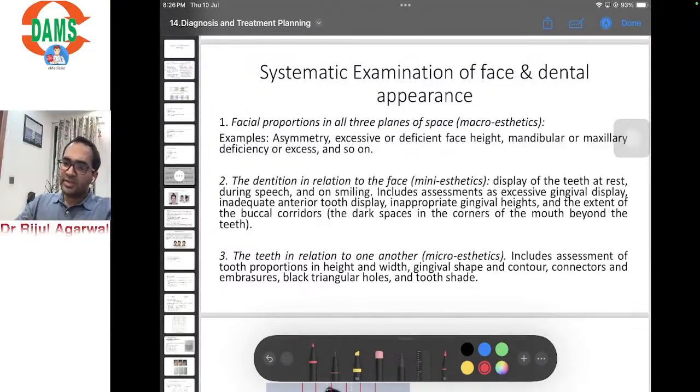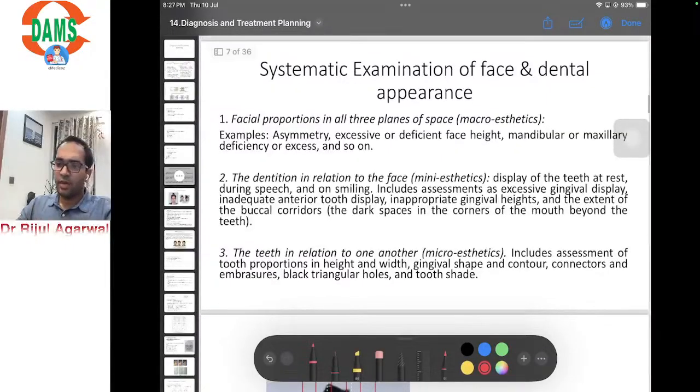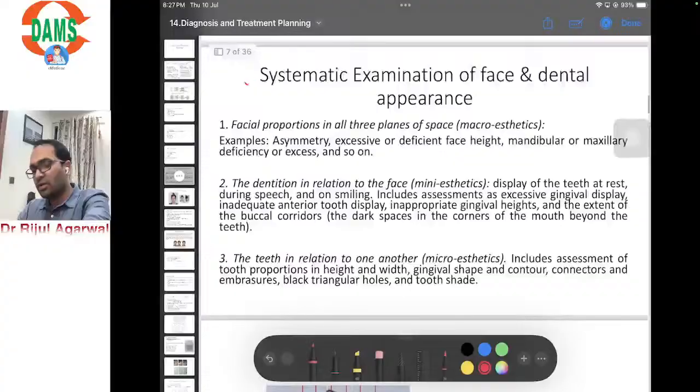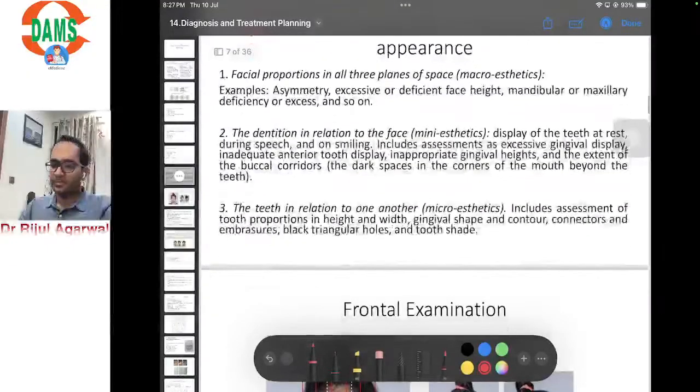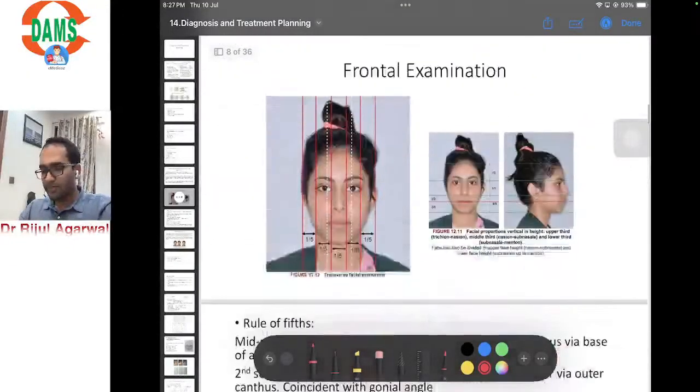So in mini aesthetics, you have evaluation of teeth at rest, at smile, gingival display, tooth display, and so on. And in micro aesthetics, you look at the connector level, gingival embrasure level, gingival height, contour, shape, and all that. How come they are important in orthodontics? So we are going to discuss each of these. First, this was the thing which is important. Okay, so this was part of your last AIIMS exam, May 2025.